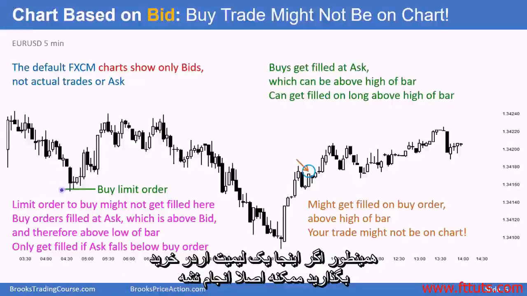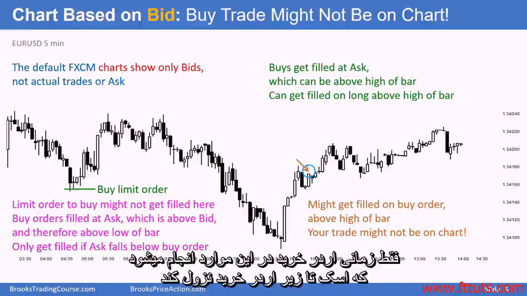Likewise, if you place a limit order to buy here, you might not get filled here. Buy orders are filled at the ask, which is above the bid, and therefore above the low of the bar. You only get filled if the ask falls below the buy order.